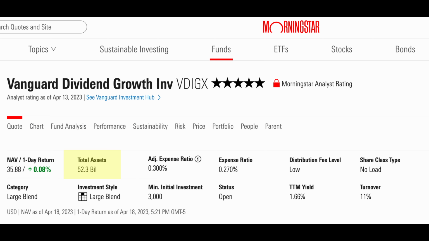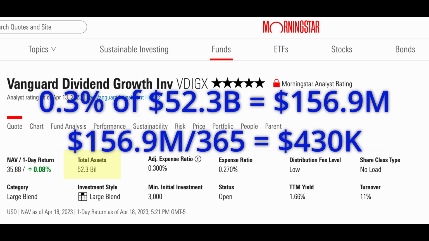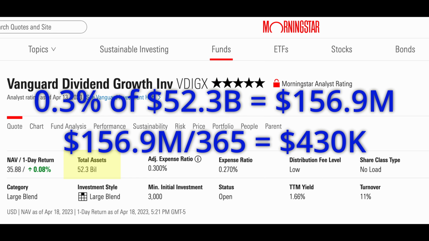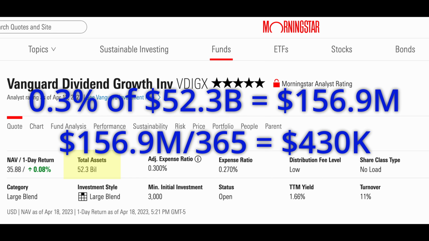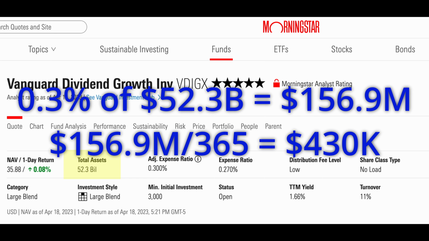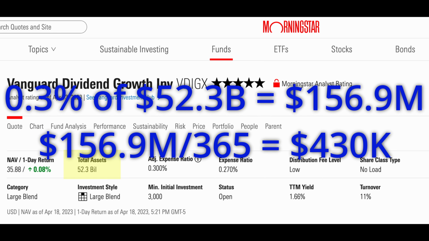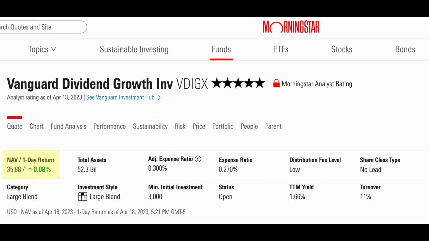This fund has a total asset of $52.3 billion. 0.3% of that would be 156.9 million. For one day, it would be 156.9 divided by 365 days, almost $430,000. So they will deduct this $430,000 from their total assets of 52.3 billion as their fees. The end of the day NAV price reflects that change. Though the 430,000 looks big from a total assets perspective, it will be a very small amount in the NAV price, 0.03 cents.